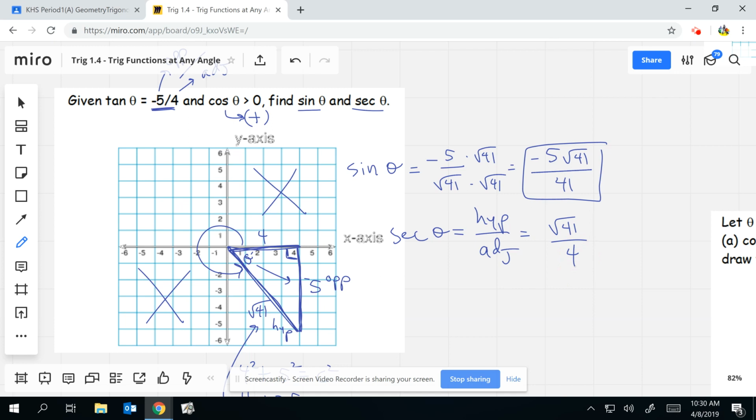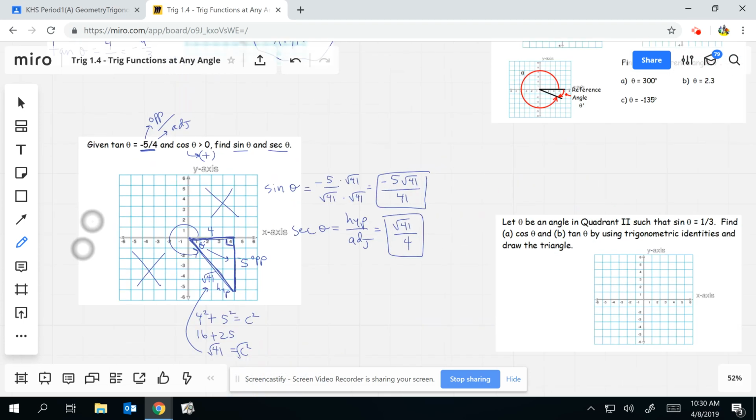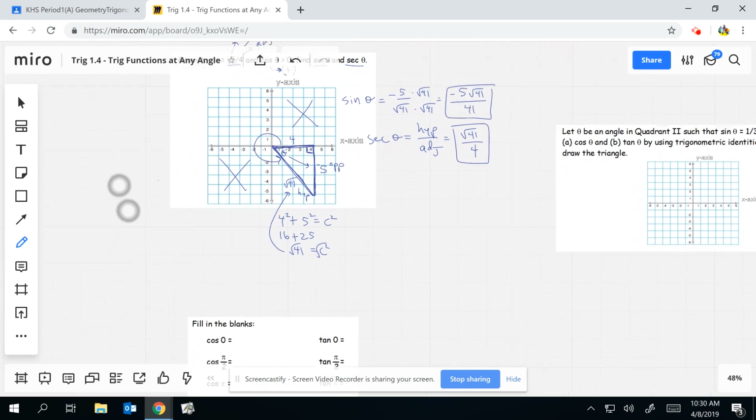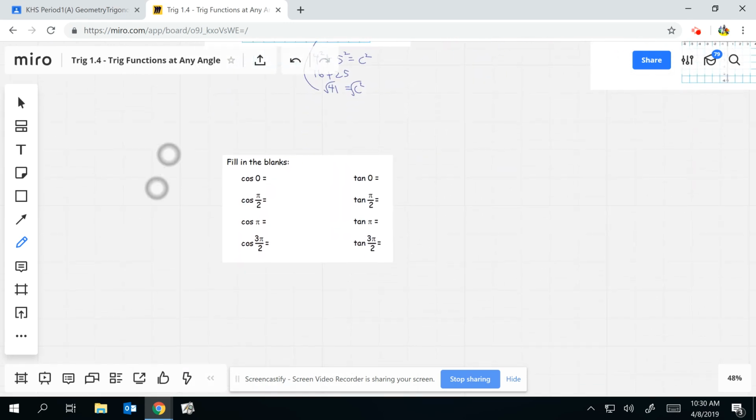So did you notice that the cosine was a positive value up here? Cosine was positive. That means secant's also positive, because secant and cosine are reciprocal. They're the same sign. You just flip them over. Reciprocal doesn't change the sign. So those would be your 2 answers. The next one, they just kind of threw in what we call the axis angles.